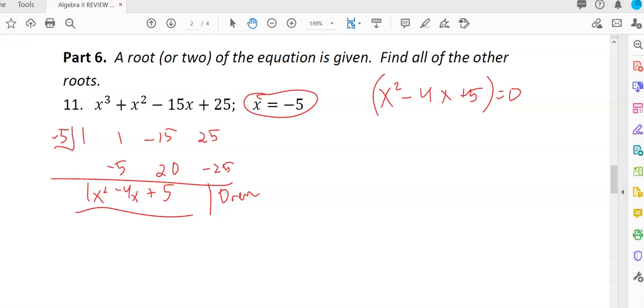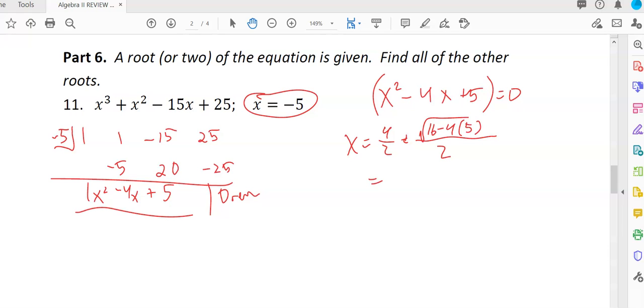Factors of 5 that add up to negative 4. Oof. They both have to be negative. That would add up to negative 6. I don't think it factors. So we're going to have to just do the quadratic formula. So x equals, opposite b would be 4 over 2 times 1, because a is 1, plus or minus. B squared would be 16 minus 4 times 1 times 5.